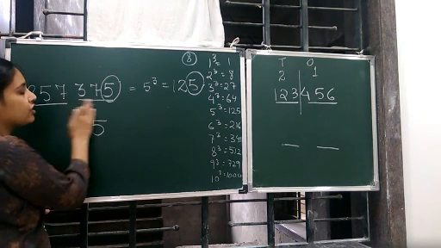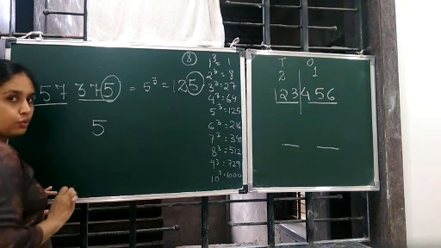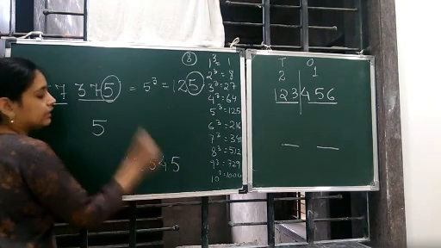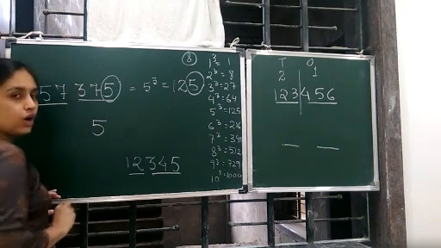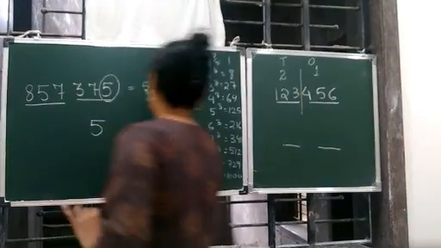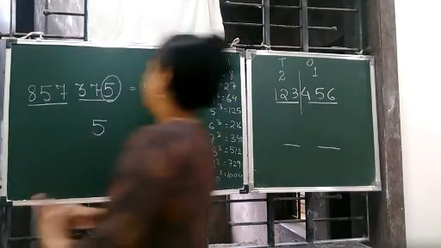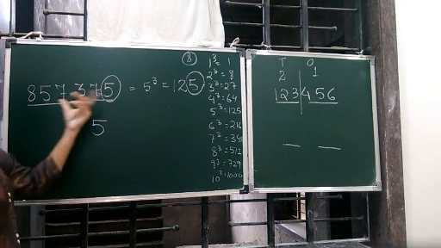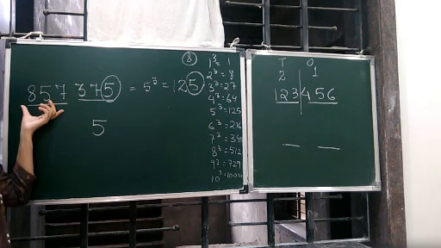So what did we do? First we divided the number into groups of 3 digits each. Suppose there are only these many numbers, then we group. This is one group, and the second group has only two numbers, depending upon the number of digits given to us. Here there are 6 digits, so the first group has 3 digits and the second group has 3 digits.